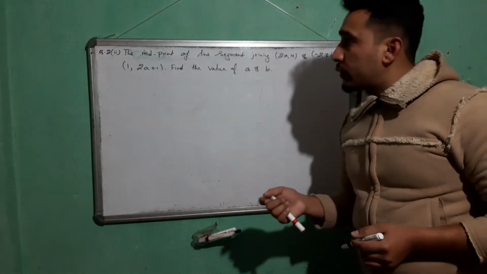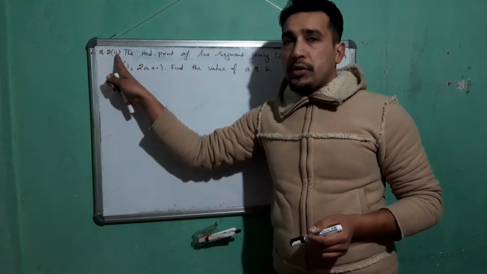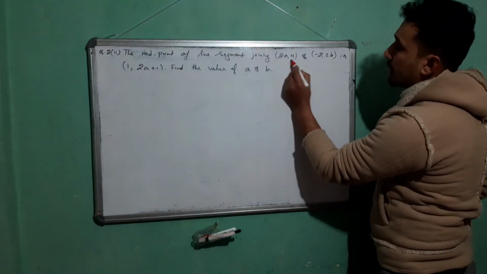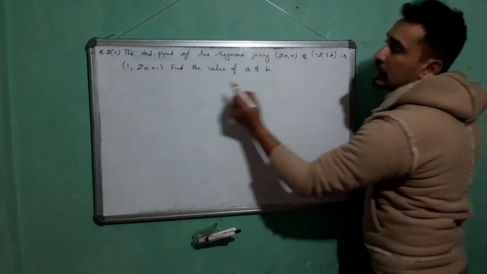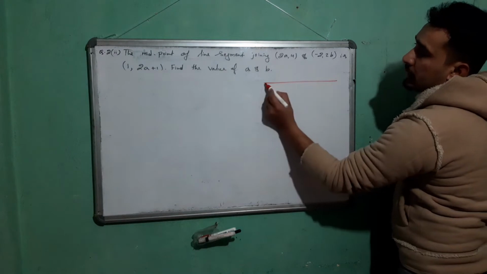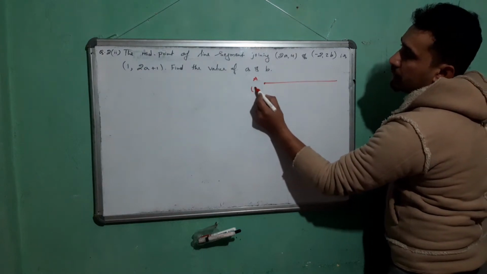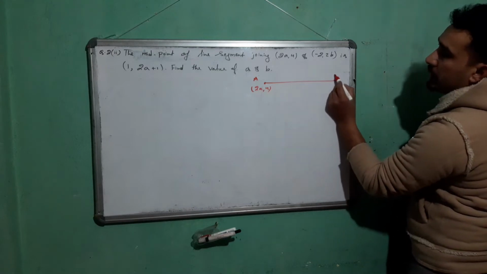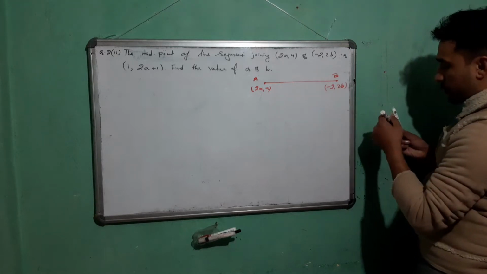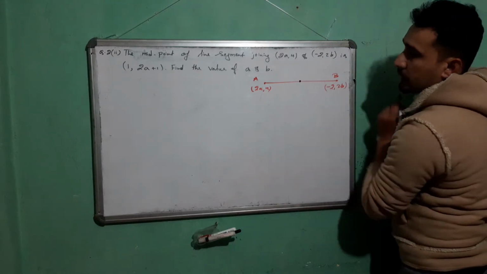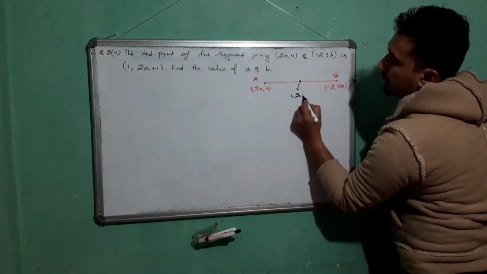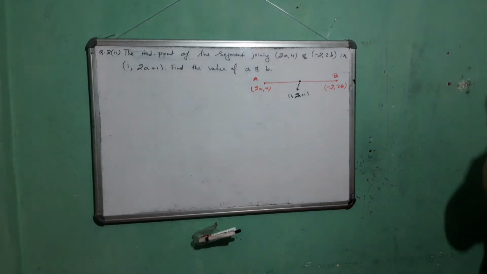Okay, now the next question is question number 2, sub number 2. The midpoint of the line segment joining (2a, 4) and (-2, 2b) is (1, 2a + 1). So this is the midpoint of this and this. Here is a, and this side is b. You have to find the value of a and b.